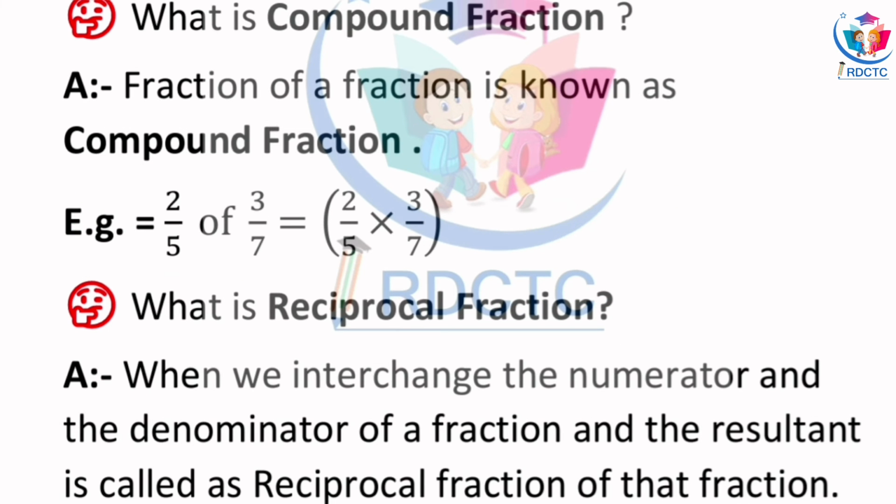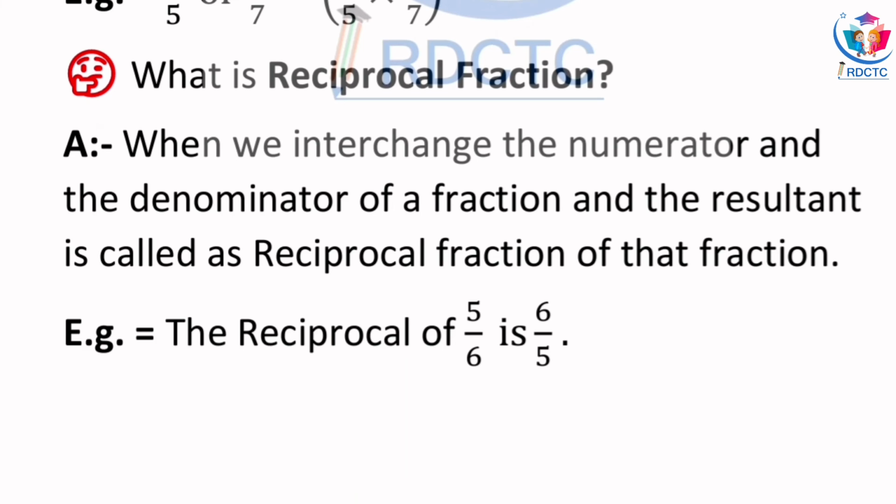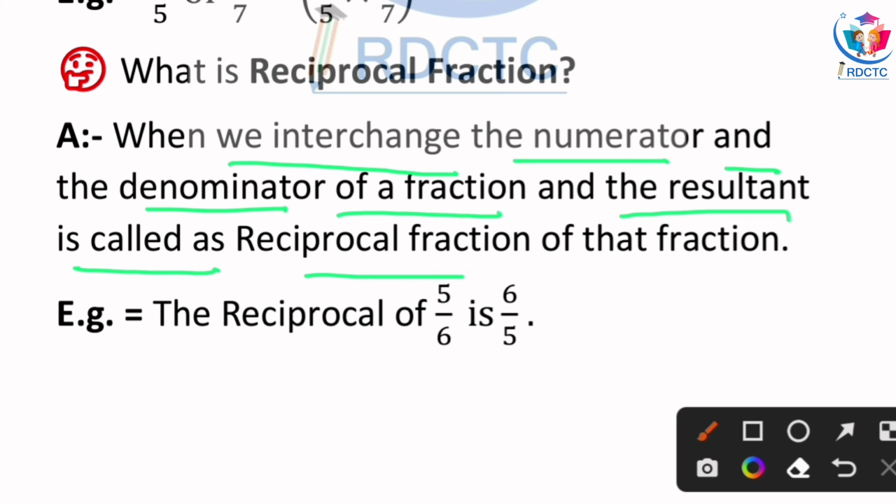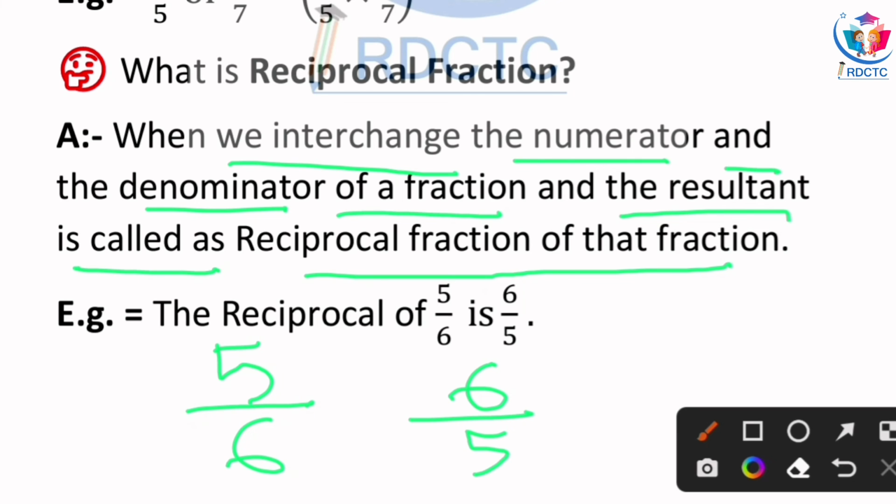Next we see the reciprocal fraction. When we interchange the numerator and the denominator of a fraction, the result is called the reciprocal fraction of that fraction. Means here we take 5 by 6, and if we write 6 by 5, then it is called a reciprocal fraction of the given fraction. Okay.